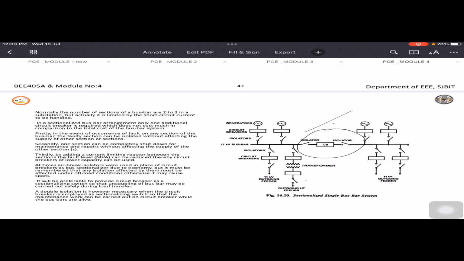Compared to the single bus bar arrangement, the sectionalized bus bar has certain advantages, but it comes with a cost. You need to bear additional cost for sectionalization. If any fault occurs only in the first section, then only that first section needs to be isolated and the second section continues to work. You need not shut down the entire system. This is the major advantage compared to the first system.